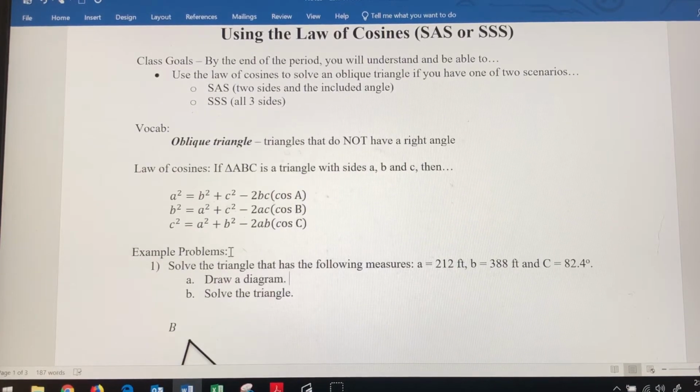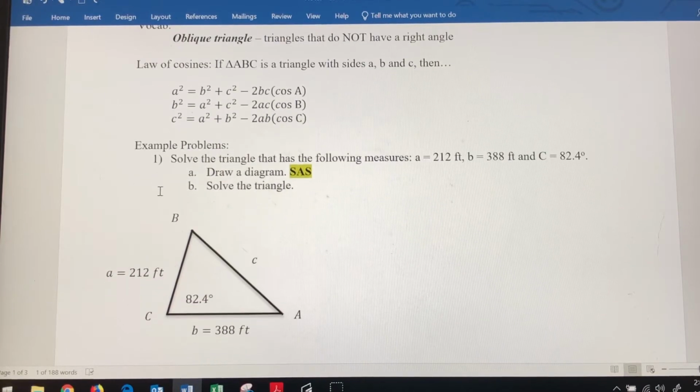In example problem 1, we're going to solve the triangle that has the following measures. A is 212 feet, B is 388 feet, and angle C measures 82.4 degrees. The order is given to us in side angle side order. Let's draw a diagram to show that. Side A is opposite angle A, that's 212 feet. Side B is opposite angle B, that's 388 feet. And side C is opposite angle C, which we know is 82.4 degrees. So we know side A, side B, angle C.